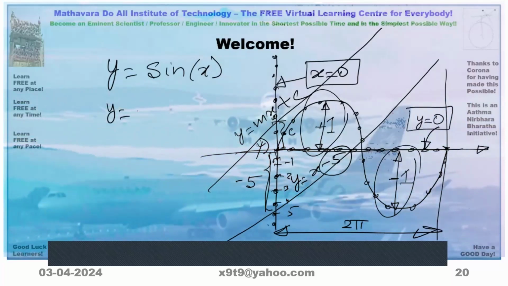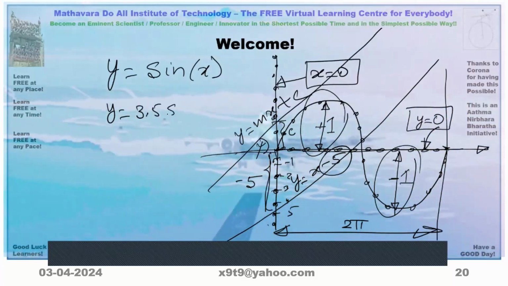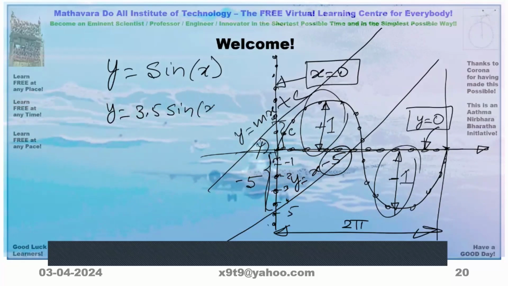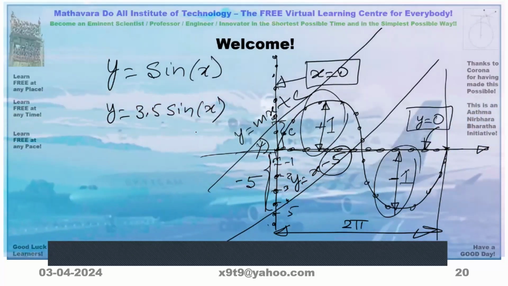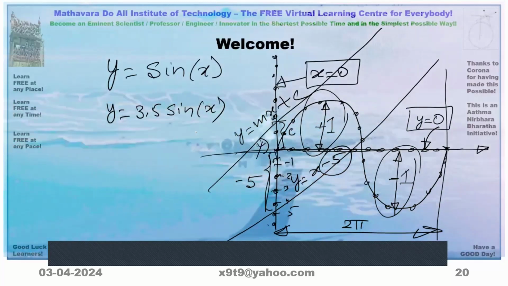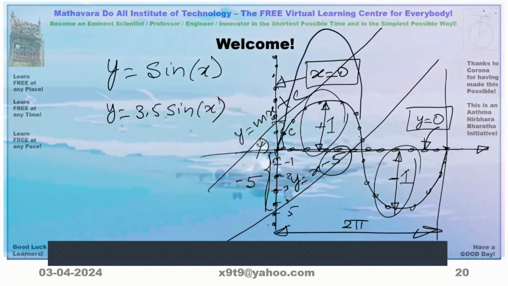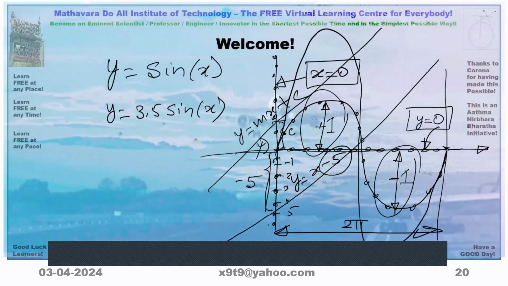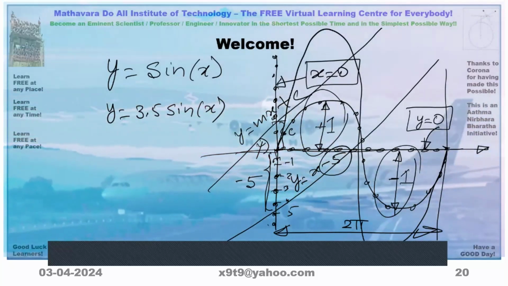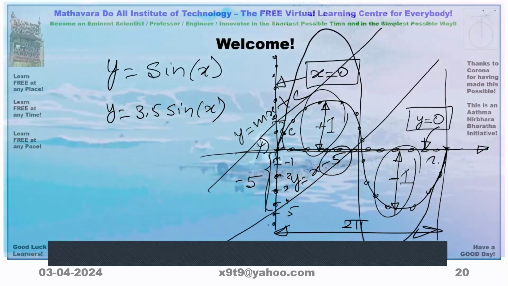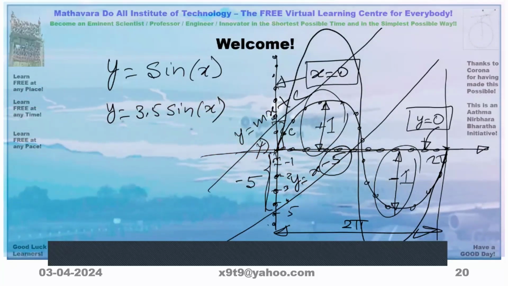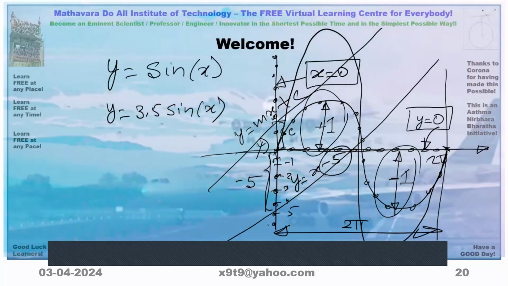So y is equal to 3.5 sin x. So what is the amplitude? 3.5. So it will go like this, comes like this, and comes here. So what is the period? 2 pi. Correct. Very good. So 0 here, pi here, 2 pi there.